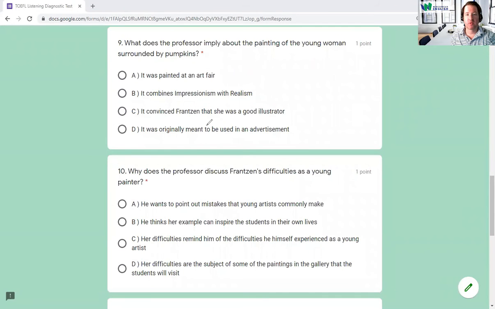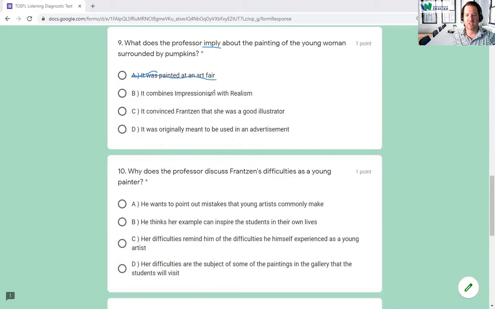Number 9, what does the professor imply about the painting of the young woman surrounded by pumpkins? So remember, this is an implication question. To imply, the professor doesn't actually say it. You have to kind of gather the information and make your own inference. Did they say that it was painted at an art fair? No, it's not something we can infer where it was painted.